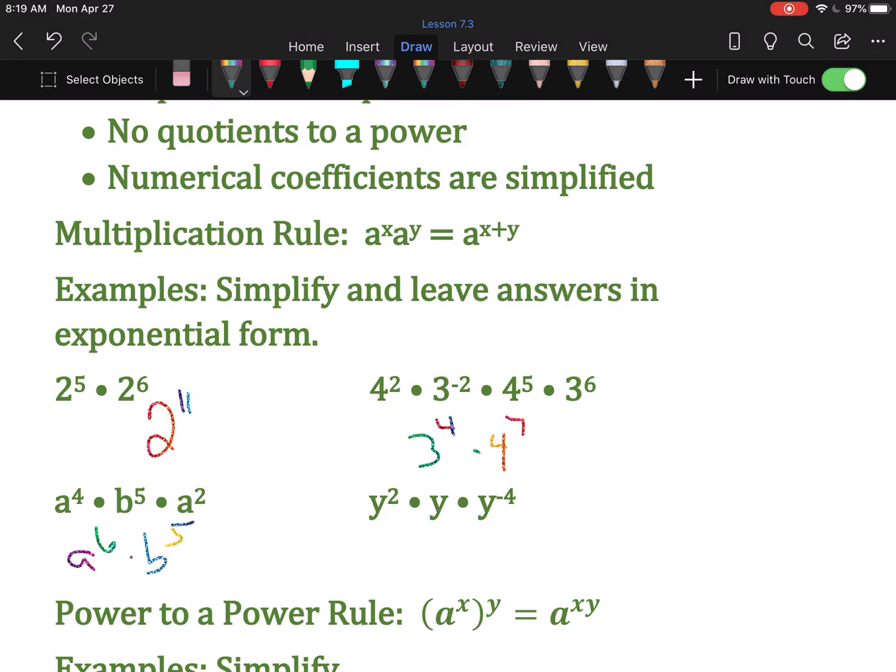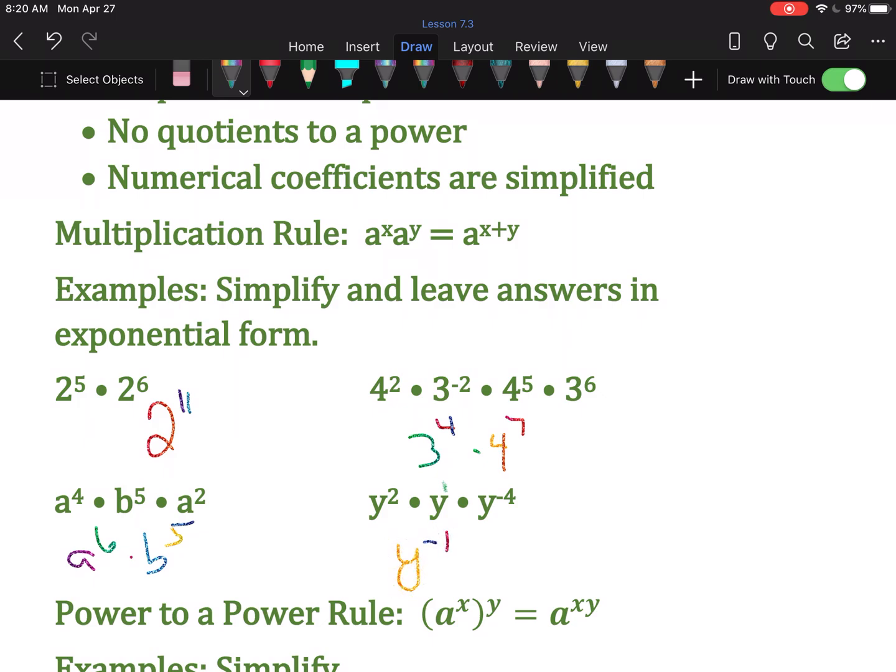3 versions of y here, so I need to add all their exponents. You need to remember that a variable with no exponent has a secret exponent of 1. So add these. Exponents of 2 and 1 and negative 4. 2 and 1 are 3. 3 and negative 4 is negative 1.